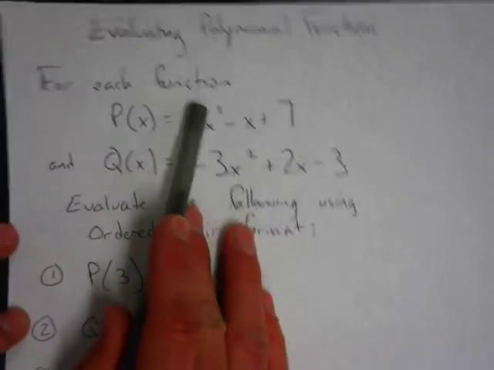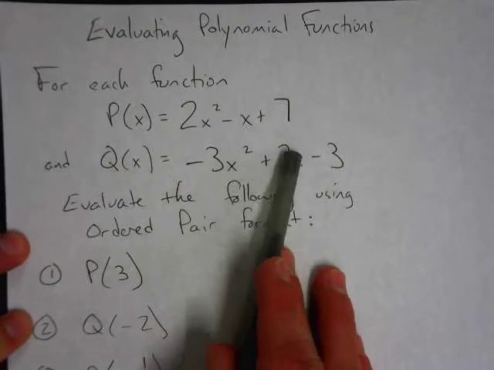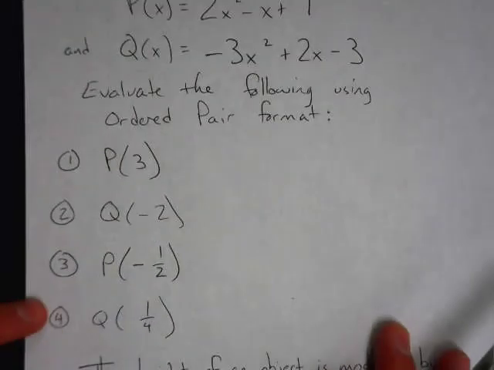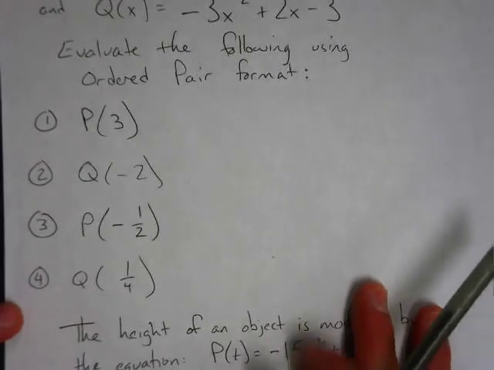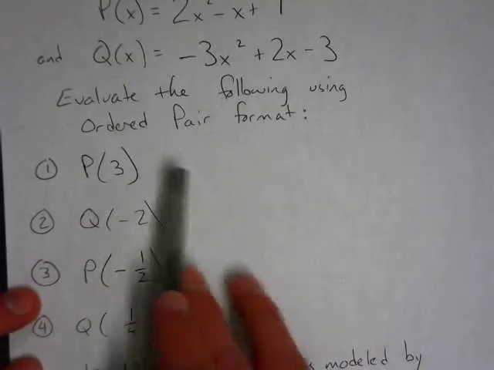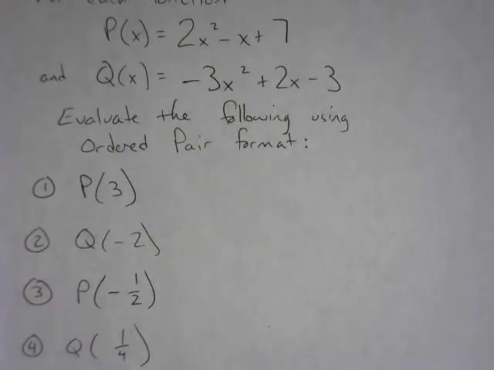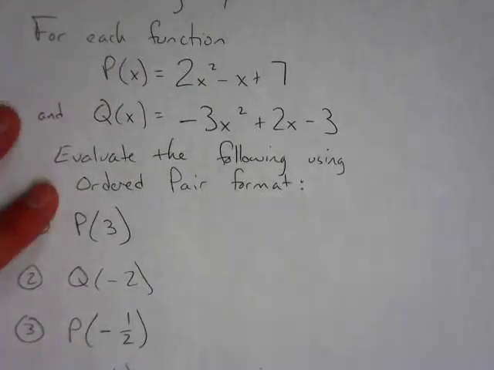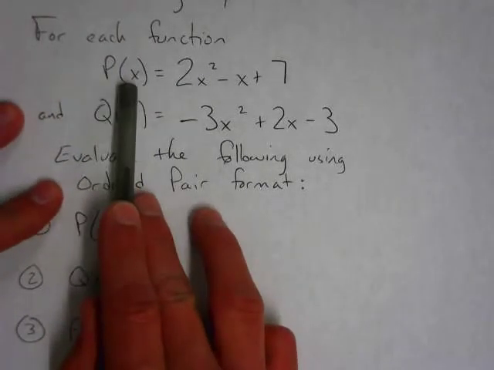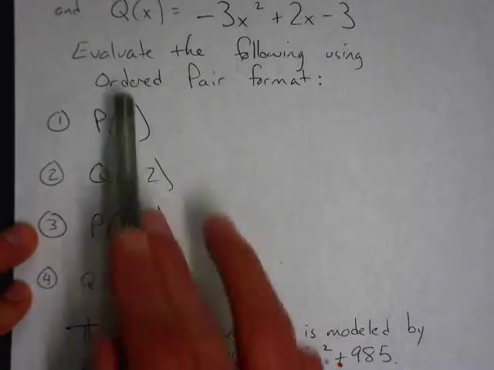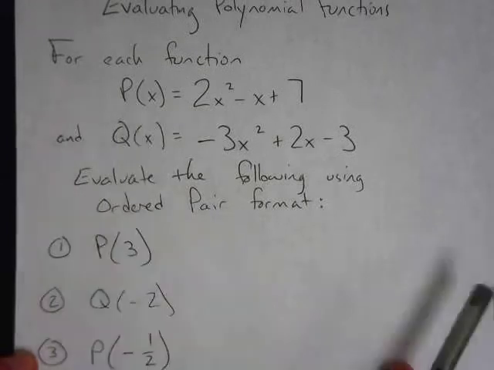For each function, I have two of them. For each of them, what we're going to do is evaluate different things depending on what I'm asking, and then represent the answer in ordered pair format. So it's the same thing we have done previously, just with a polynomial spin on it. And so the concept remains the same. The two functions we have are p of x and q of x. So depending on the question I'm asking, that will determine the function that we're going to use.